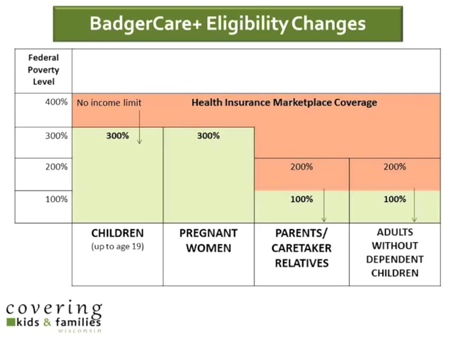Right, so parents and caretaker relatives have been eligible up to 200% through 2013. That was going to change, and they were going to drop to 100%, and they were going to be joined by adults who were not parents of eligible kids at that 100% level.